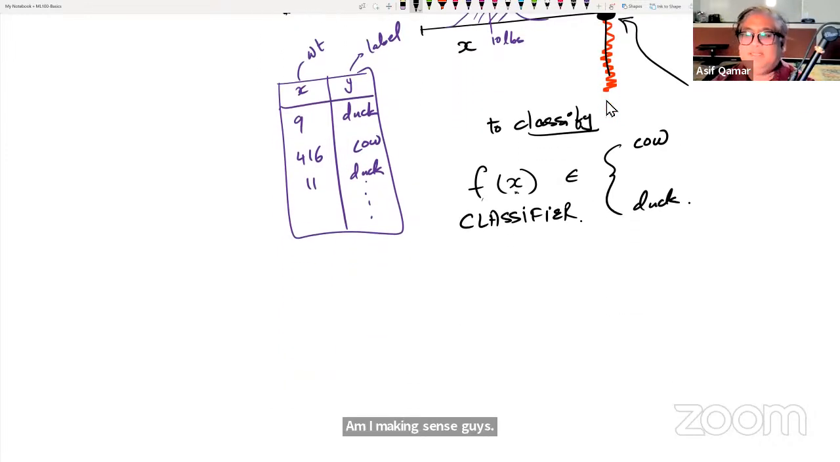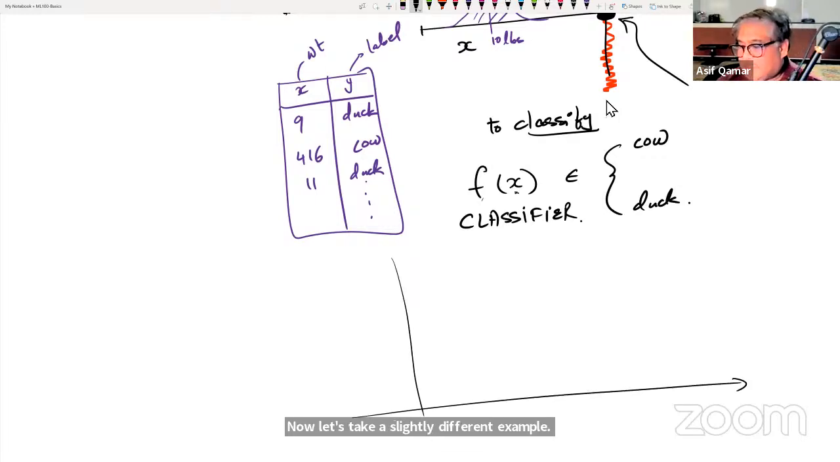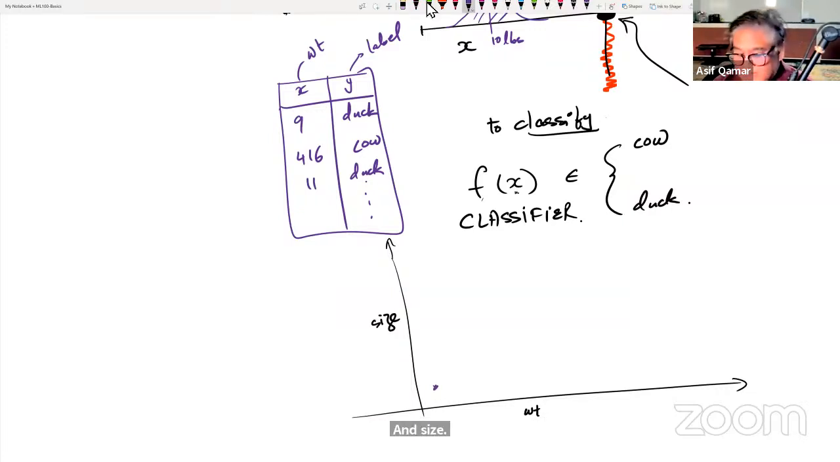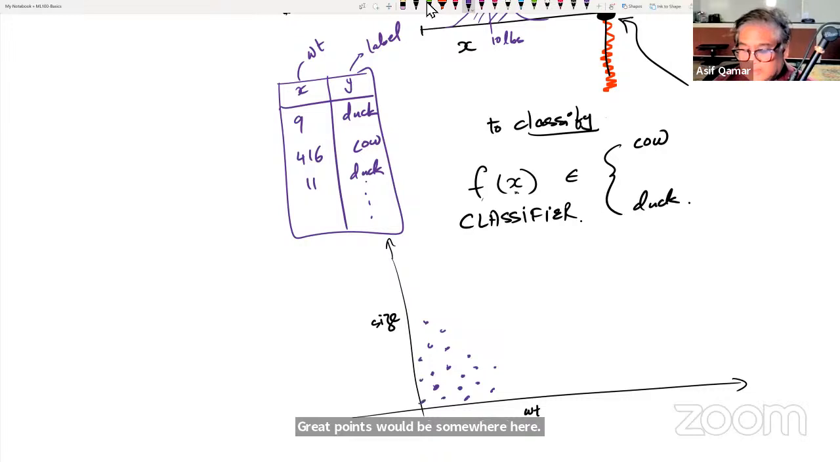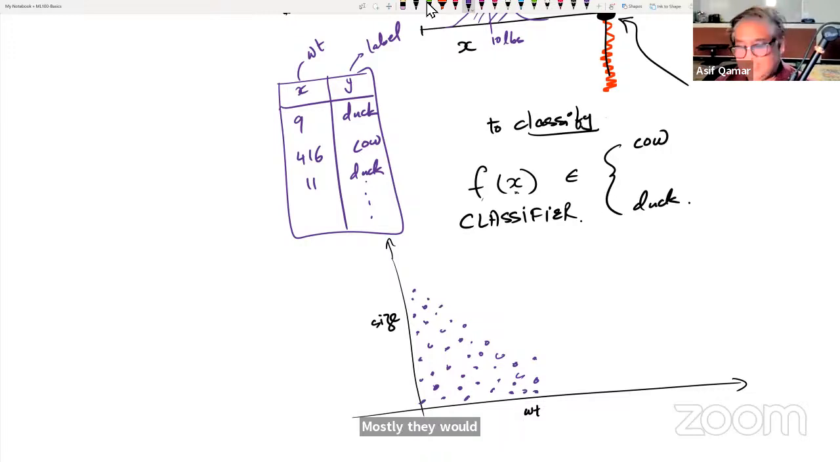Now, let's take a slightly different example. Suppose you take, and obviously I will exaggerate or oversimplify things, grapes and strawberries. So grapes are, let's say, California grapes. Let's say the axes are weight and size. As you know, grape points would be somewhere here. Grapes are small relative to strawberries or gooseberries or some heftier, bigger berries. This is how the grapes would look. Mostly they would occupy a region like this.